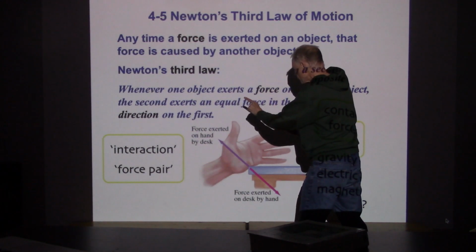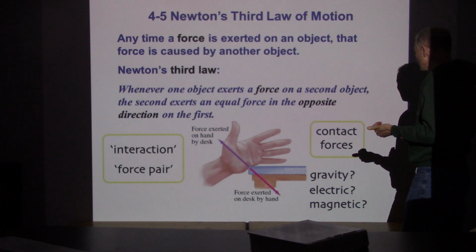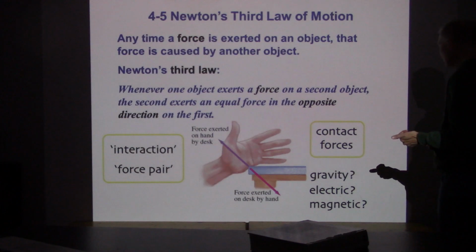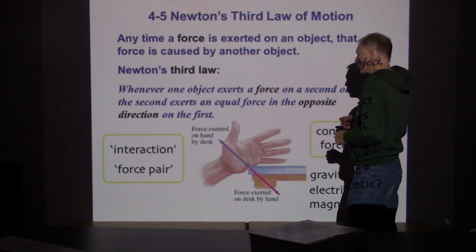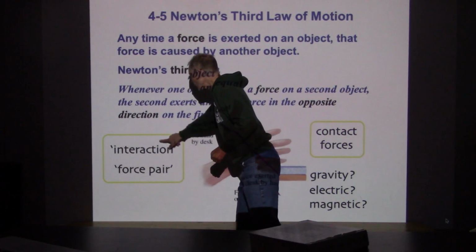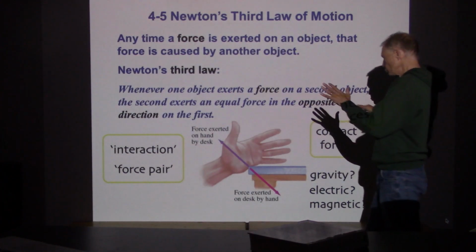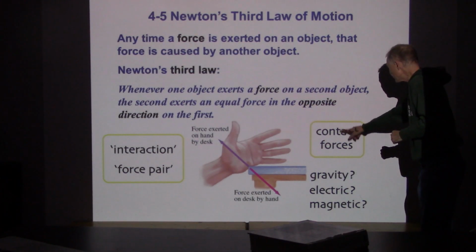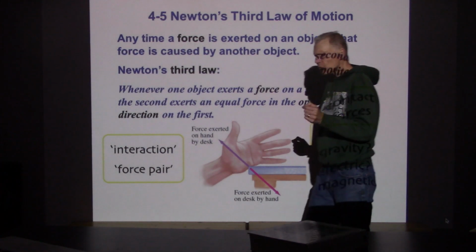Now those two forces will be directed exactly opposite each other, and they will have the same magnitude. So we can refer to this as a force pair or an interaction between two objects. It's not the same object, two different objects. And these work in the example of contact forces. Now, that's the third law.